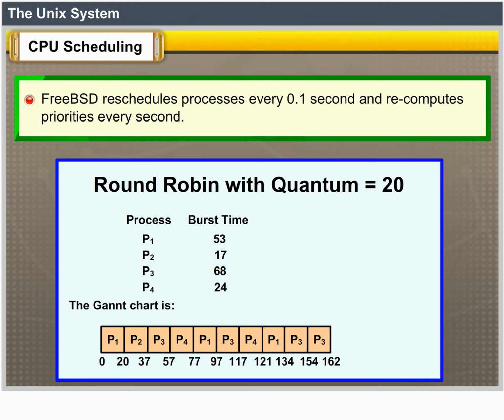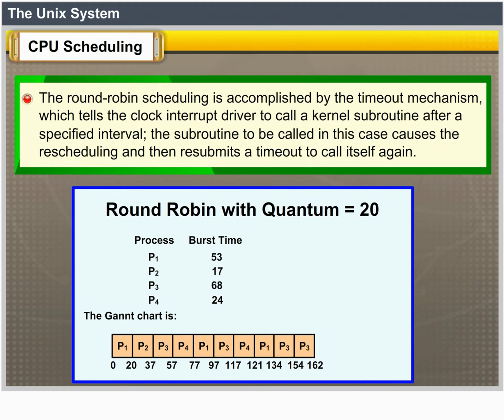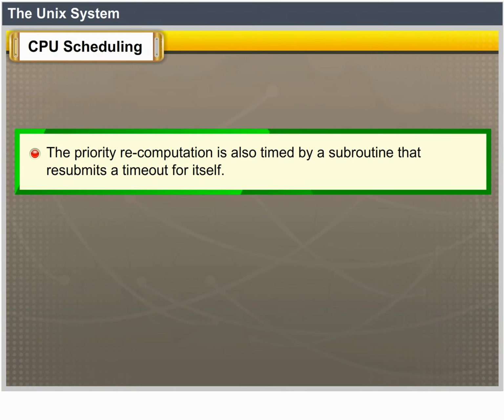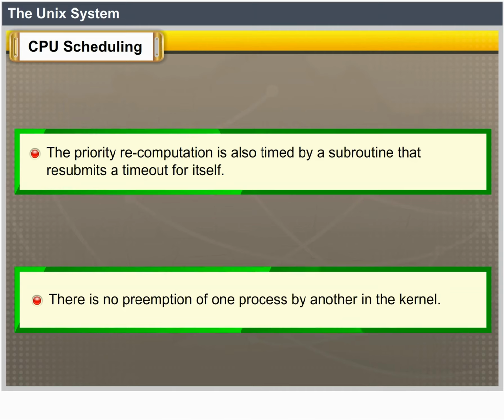The round-robin scheduling is accomplished by the timeout mechanism, which tells the clock interrupt driver to call a kernel subroutine after a specified interval. The subroutine to be called in this case causes the rescheduling and then resubmits a timeout to call itself again. The priority recomputation is also timed by a subroutine that resubmits a timeout for itself. There is no preemption of one process by another in the kernel.